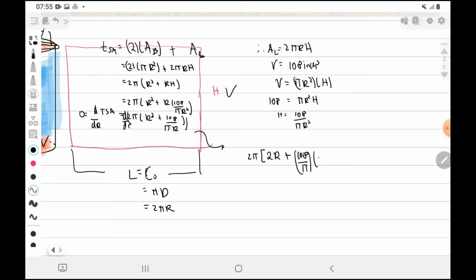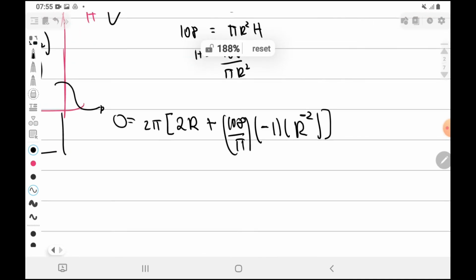We have negative 1 multiplied by r raised to negative 2, so it equals 0 since we minimized it. So 0 over 2 pi is simply equal to 0. Therefore, what I can do is just take this equation.